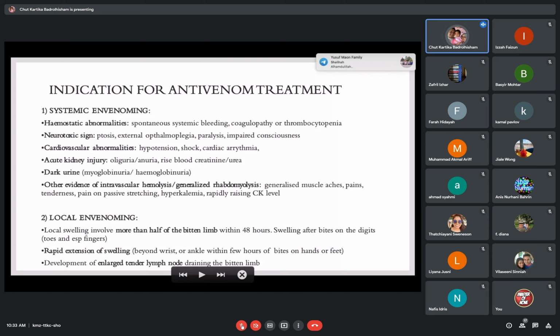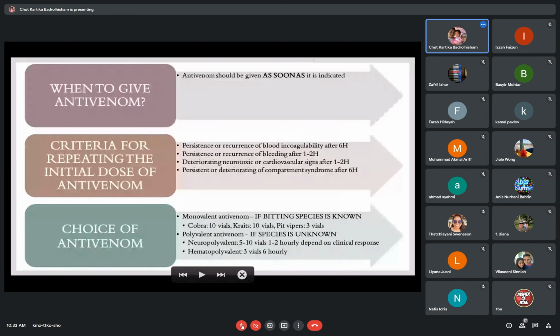So when to give antivenom? Antivenom should be given as soon as it is indicated. Criteria for repeating the initial dose: when the patient still has persistent or recurrence of the blood coagulopathy after 6 hours, persistent or recurrence of bleeding after 1 to 2 hours, then neurotoxic and cardiovascular signs deteriorating after 1 to 2 hours, and then compartment syndrome after 6 hours.